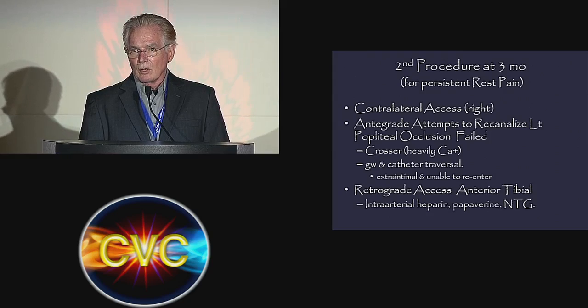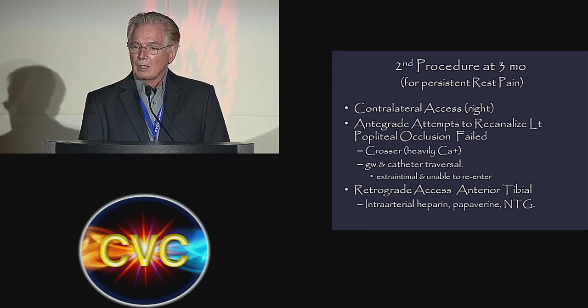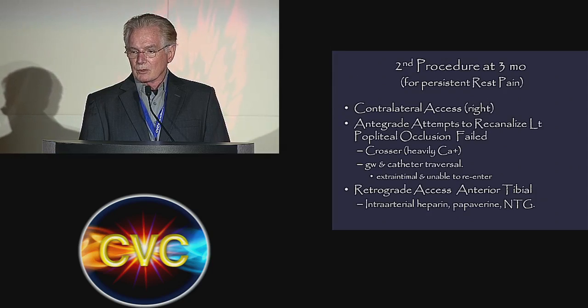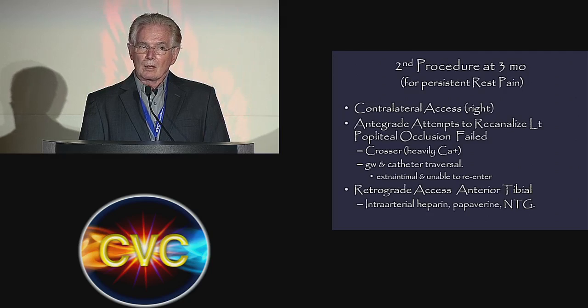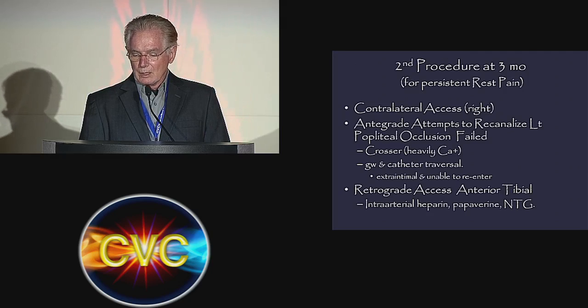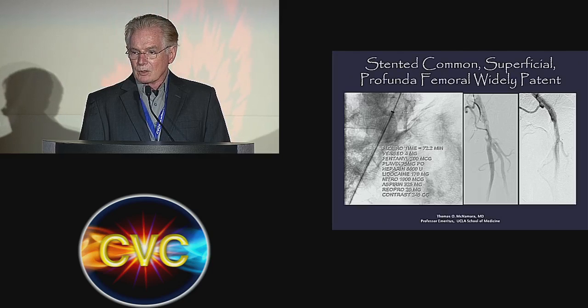The crosser, which has had a great deal of success, didn't work in this instance. We don't have that many crossing devices in our laboratory, and that's one, and we tried that. It went extraluminal, probably because it's heavily calcified. Guide wire and catheter traversals were tried. It was extraintimal, and we were unable to re-enter. So we looked downstream, as you'll see, and he had a very nice anterior tibial artery. We accessed that rather readily and gave intra-arterial heparin, papaverine, and nitroglycerin. These are just some of the highlights.